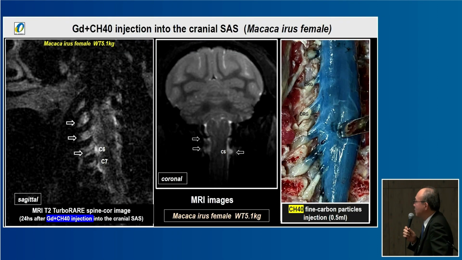And in our research, we also injected gadolinium and carbon particles, and after our experiment we sacrificed the animals and checked the distributions of the carbon and the gadolinium histopathologically. This is a case of the spinal canal, and we can find the carbon particles here, and we need the histopathological examination in collaboration with Oita University.